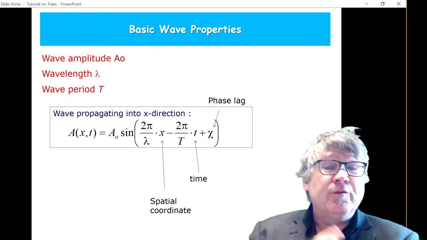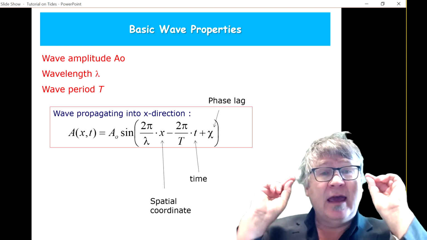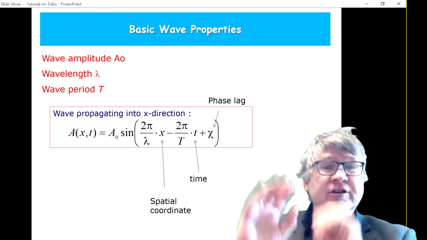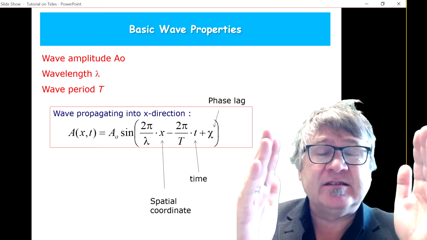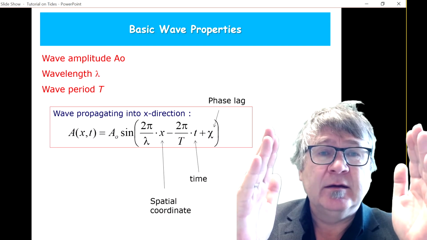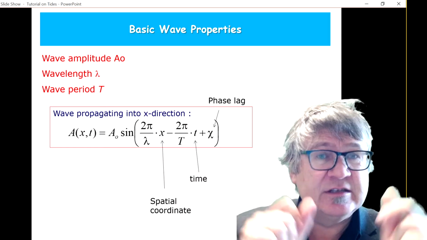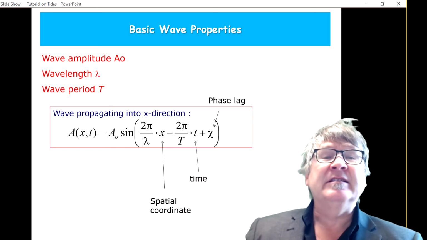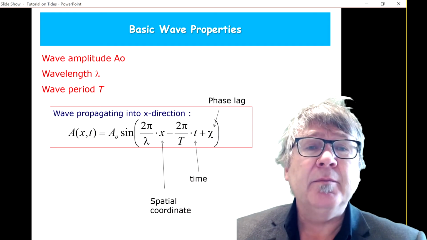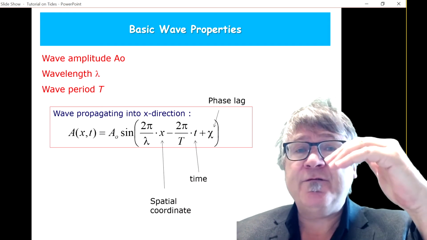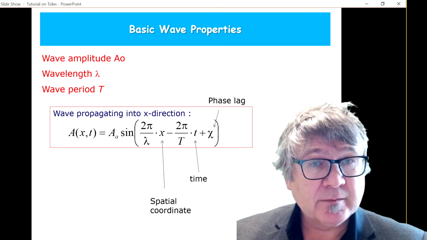Okay, so then the other two properties: one is the wavelength. You take a picture of the wave and tell me the distance between two wave crests. That's easy, isn't it? It's just a snapshot. Wave period is something else. Wave period is the time it takes from one wave crest to the next wave crest. So you measure the time.